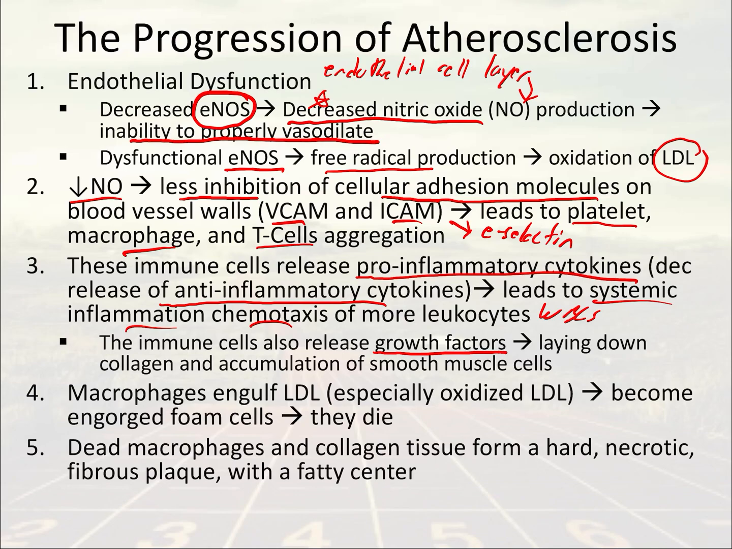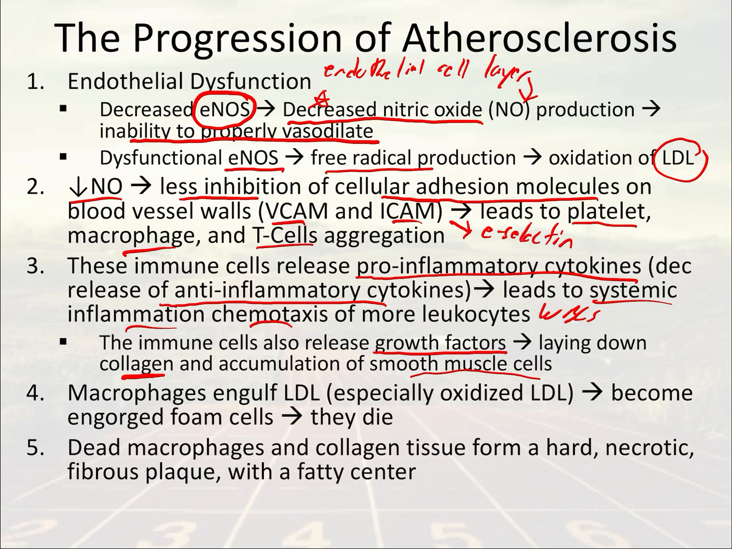But instead of that happening in a nice way, we get laying down of collagen, but that also stimulates smooth muscle cells to migrate up from the middle layer of the vessel into the intima layer closer to the blood. And so we start getting this accumulation of scar tissue and smooth muscle cells. We'll see that on the next slide, or next two slides.